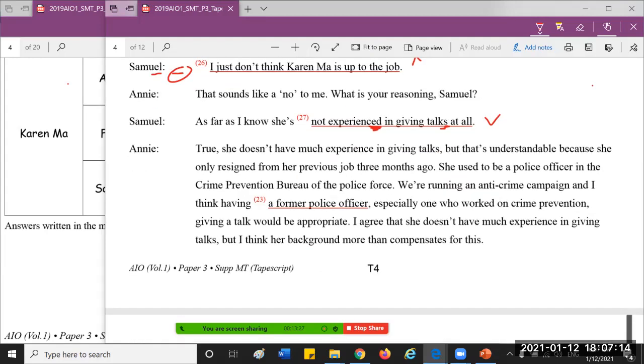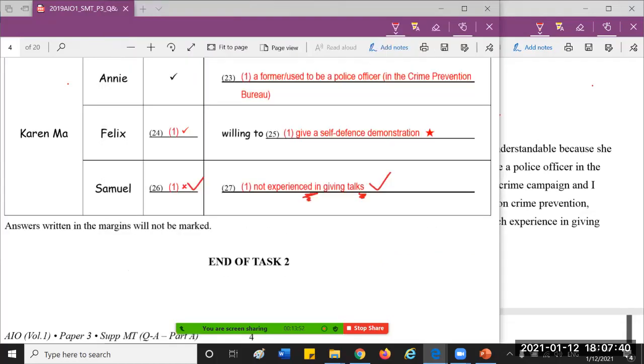What about Annie? What does Annie think? Annie thinks, having a former police officer. "Okay, I agree that she doesn't have a lot of experience in giving talks, but her background more than compensates for this." So Annie is supportive. Annie thinks that the background would help. So we have it here: used to be a police officer, former officer, and is related to our topic. Okay. Used to be a police officer, or you can say a former police officer. That is also okay. So give yourself a tick.